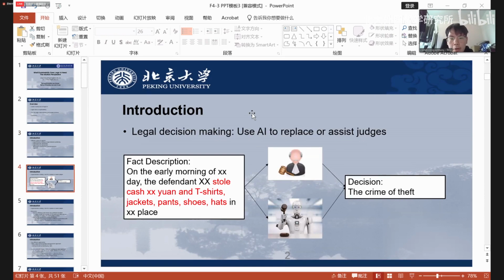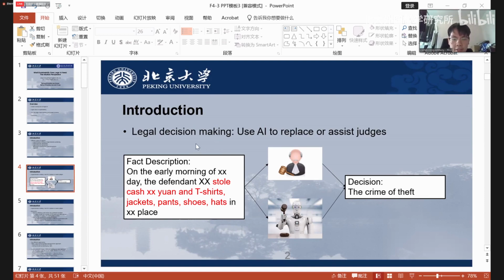So today I will focus on the first application of legal AI, which is the most important and most frequently used in legal AI: legal decision making. The goal is to use AI to replace or assist human judges in making decisions. We can take a simple case as an example.